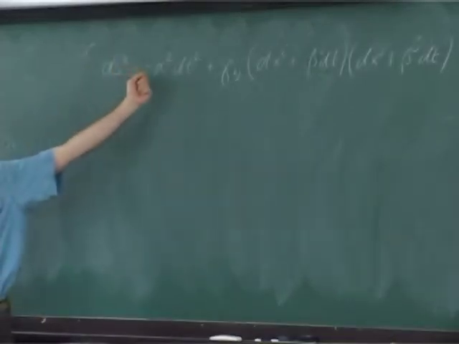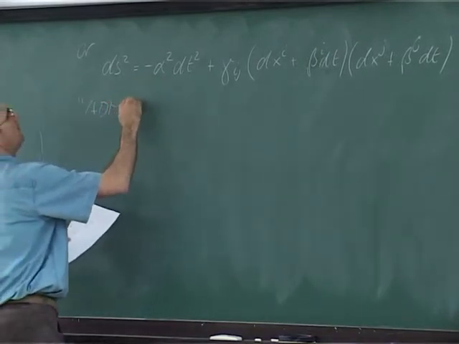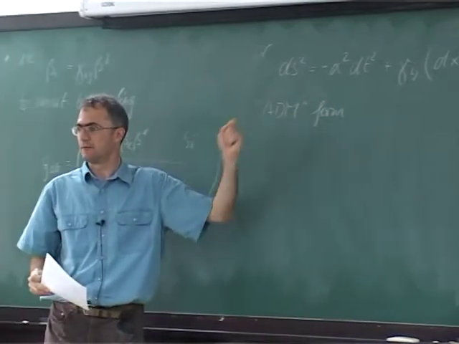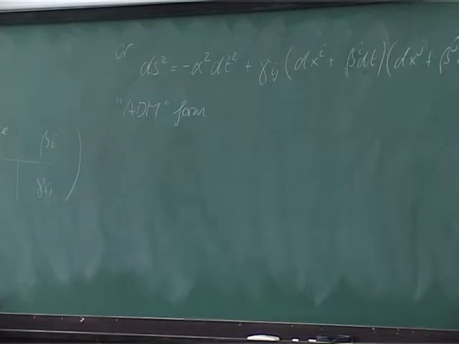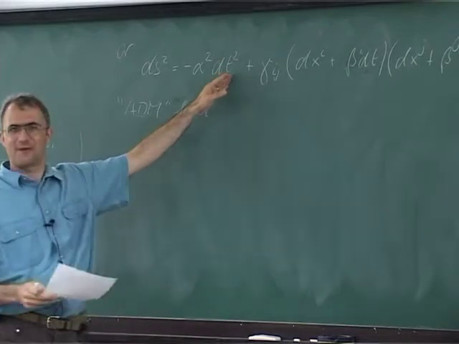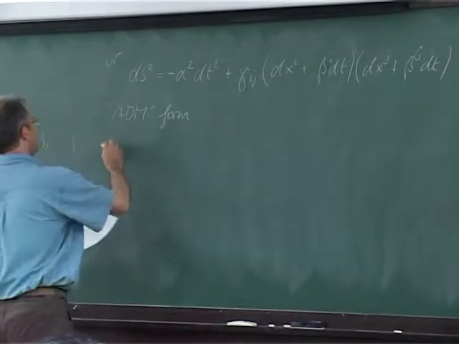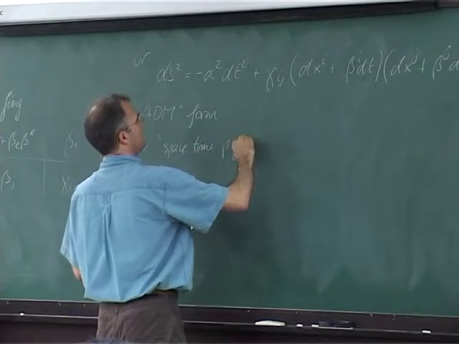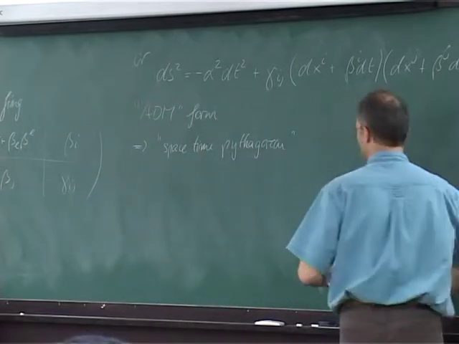This is sometimes called the space-time metric in the ADM form, where ADM stands for Arnowitt, Deser, and Misner. Now, if you think about this, it is kind of like a space-time Pythagorean theorem. What do I mean by that? Well, we've separated the dt squared terms from the other terms. So we could think of this as a space-time Pythagorean theorem. And maybe I need a little bit more room for the picture.